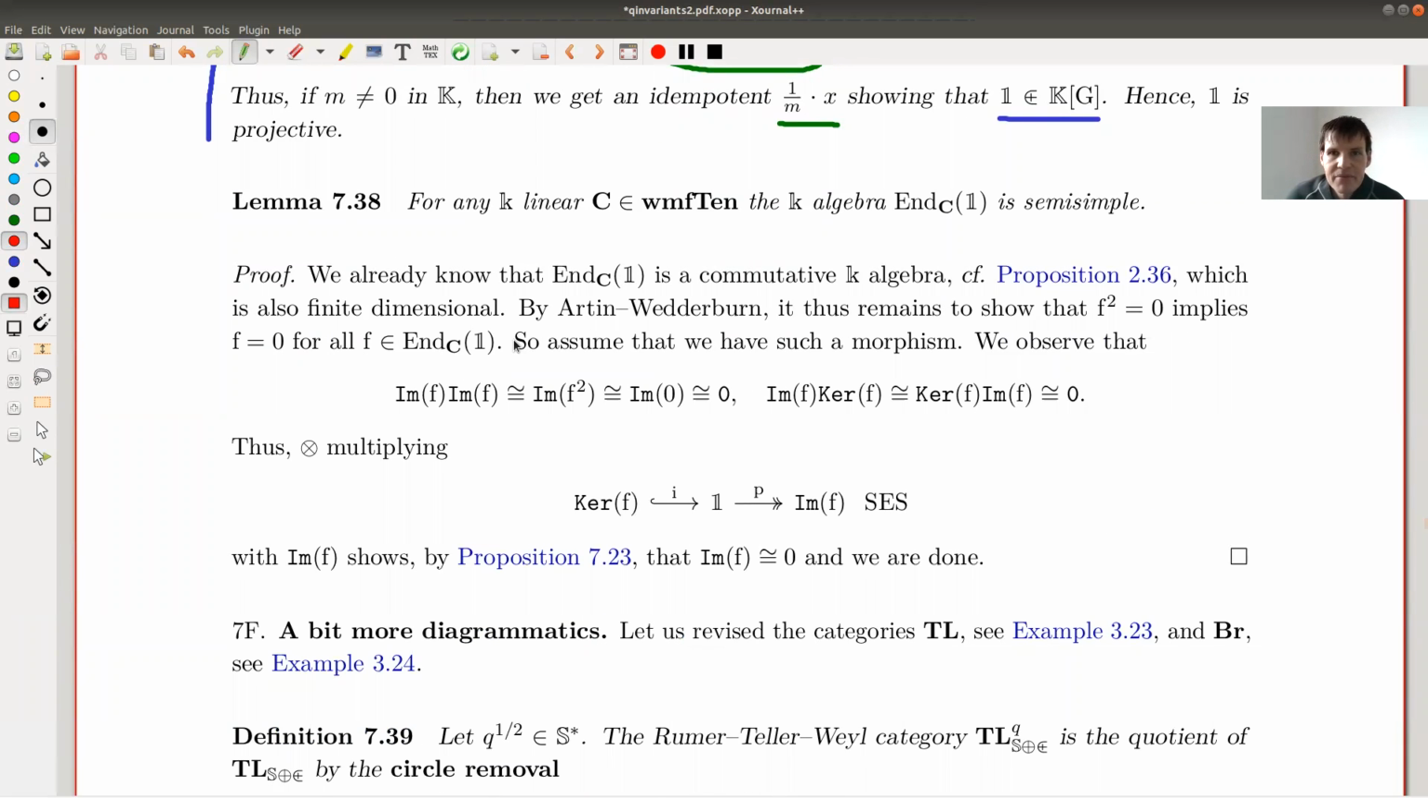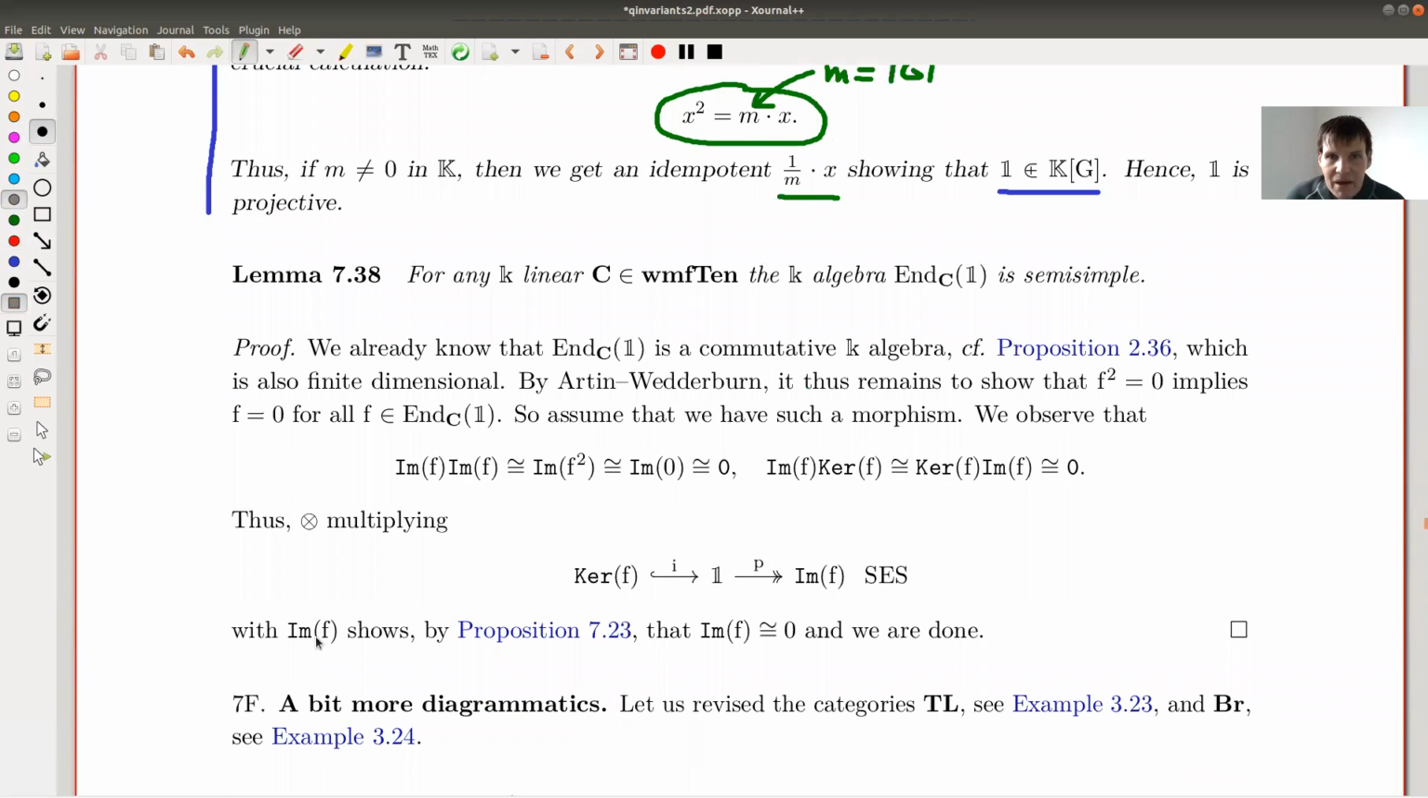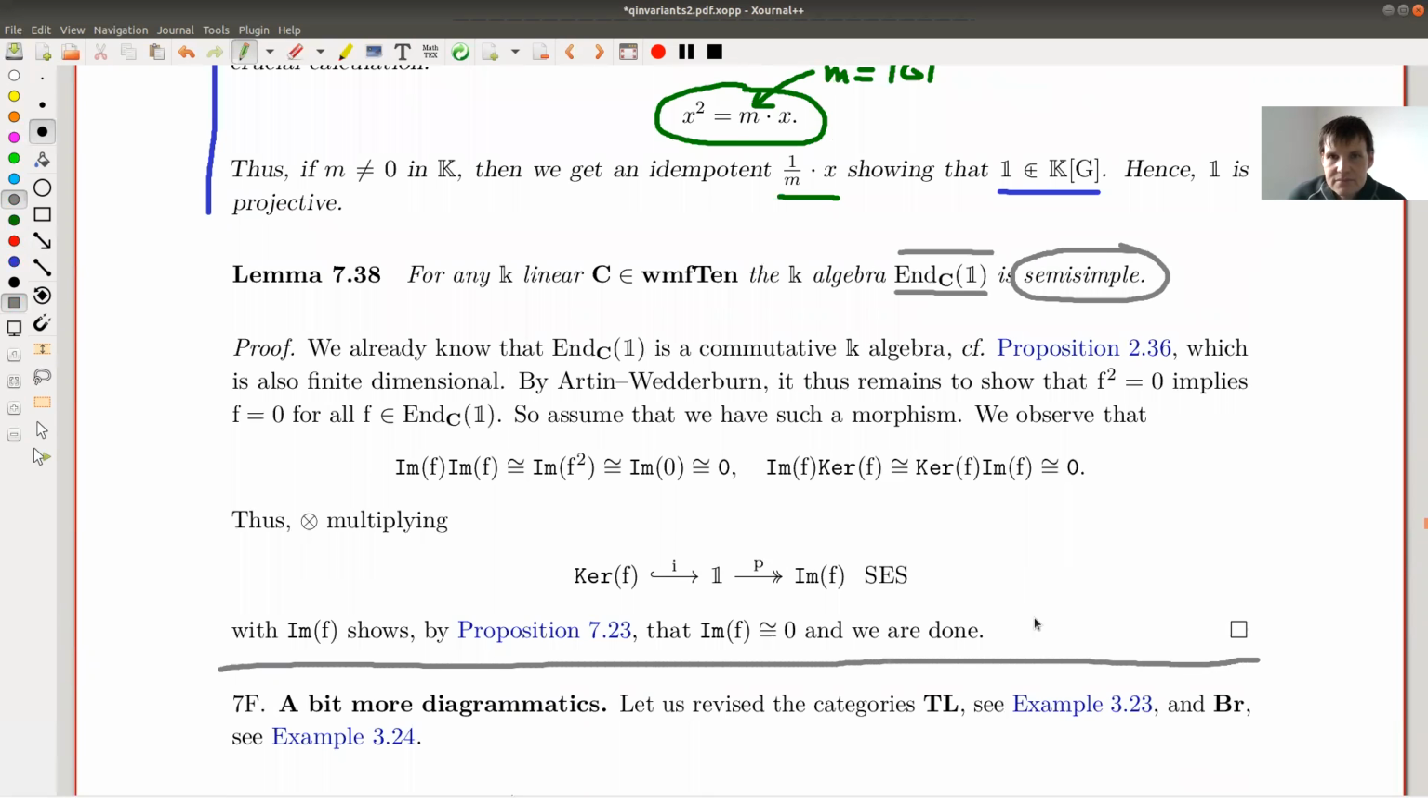Okay, but I want to do a little bit more diagrammatics. So let me wrap up here and let me completely ignore this lemma, which is basically saying that here you have an example of a semi-simple category. So the endomorphism of the unit is a semi-simple category, or a semi-simple algebra, whatever. So what have you seen so far? Because now I want to do some diagrammatics.